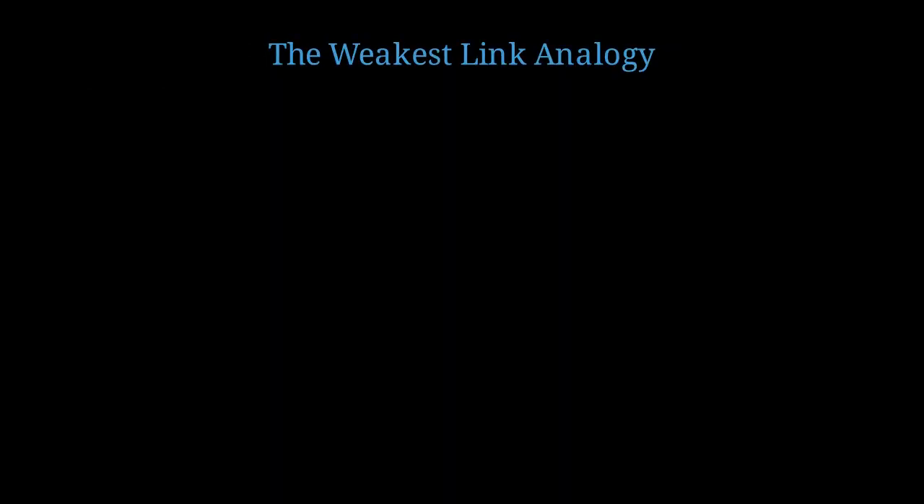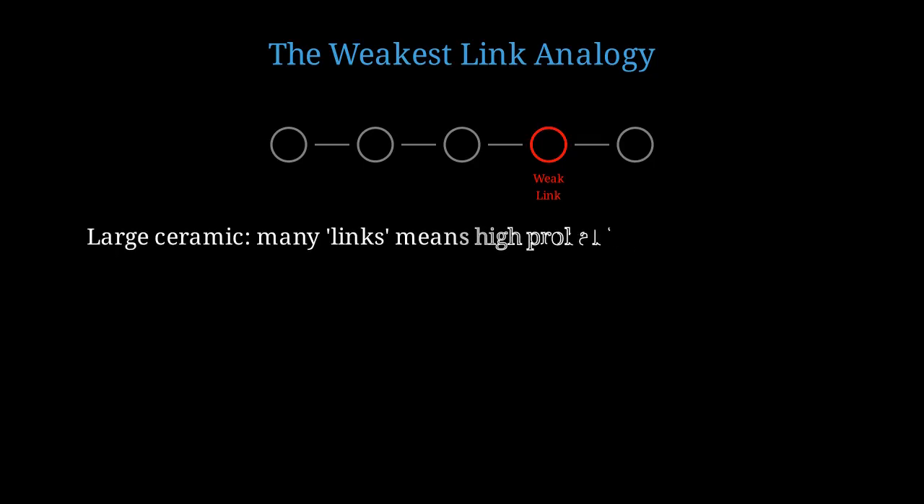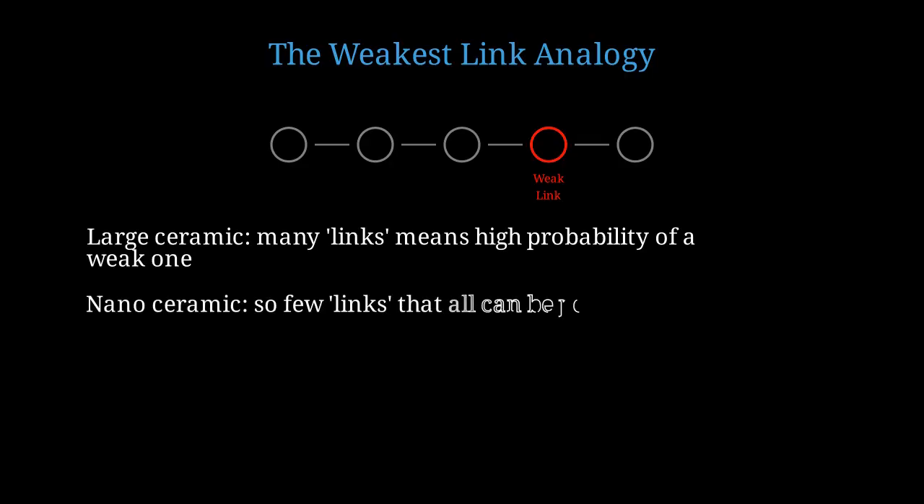Think of a chain made of many links. The chain is only as strong as its weakest link. If you have 100 links, chances are at least one is defective. But if you only have 2 links, both might be perfect. A large piece of ceramic is like a chain with millions of links. Statistically, some of them will have large flaws. The material fails at the weakest point. A nanoscale ceramic is like a chain with only a few links. The probability that all of them are strong and flaw-free becomes significant.